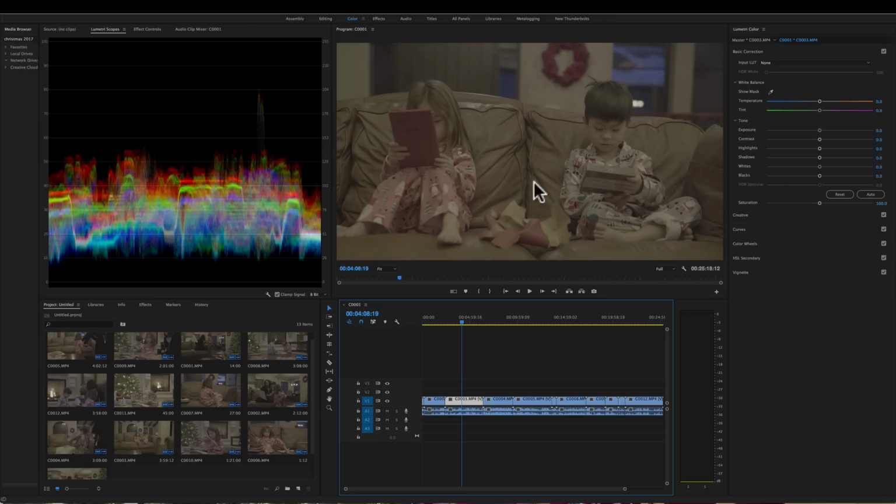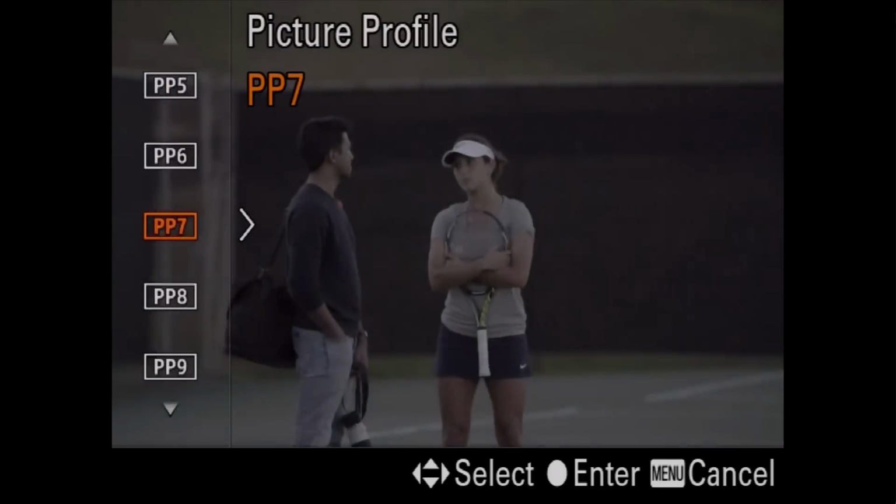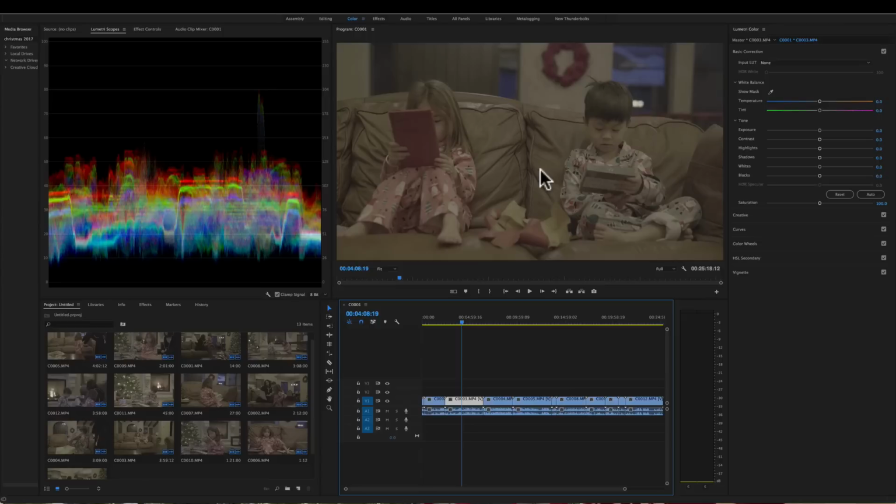This is an example of what was shot in SLOG3 or Picture Profile 9. Now, one thing you'll notice about picture profiles in Sony cameras is that the higher the number, the flatter the image is, but the more dynamic range you'll have. In other words, the more room for error.